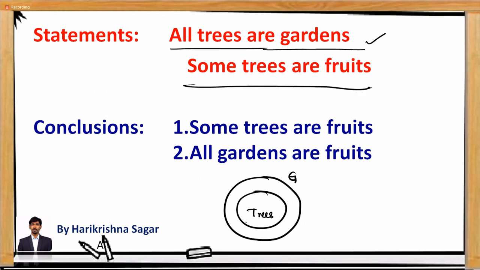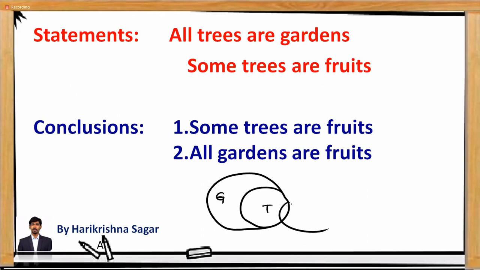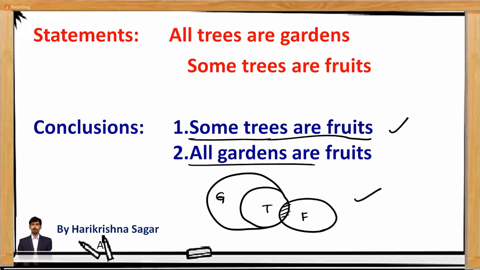Some trees are fruits. I'm taking the first statement like this: all the trees are gardens. I'm taking this as the trees, and all these trees are going to be gardens. We have a second statement which says that some of the trees are going to be fruits. So now you have the conclusions. Let's read the conclusions and decide what is the proper conclusion here. The first conclusion is some trees are fruits. This is going to be a correct conclusion. The next one is all gardens are fruits.